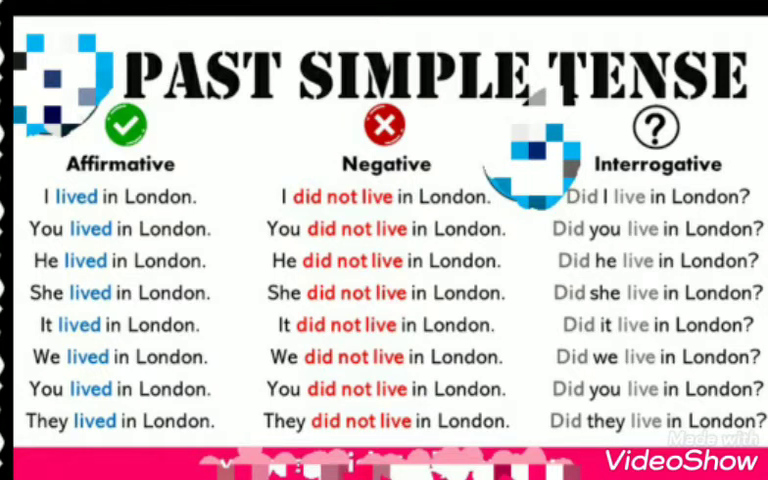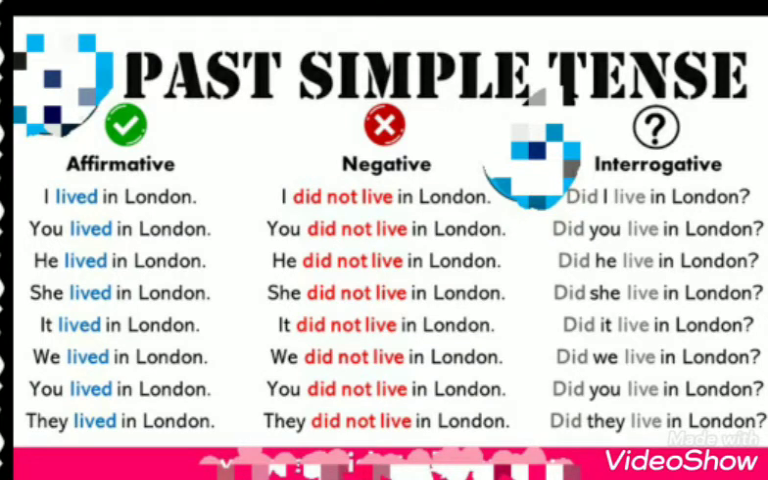You lived in London. You did not live in London for negative. And did you live in London for interrogative? Let's take one more example. He lived in London. If it's negative, it becomes he did not live in London. Interrogative, did he live in London? So interrogative means asking questions.